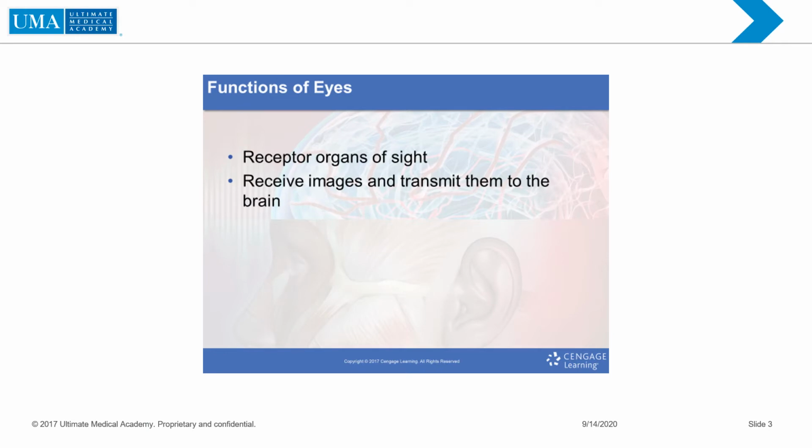Our eyes are the receptor organs of sight, and their function is to receive those images and transmit it to the brain. In relation to the eyes, you may see abbreviations used commonly, OD and OS. OD would refer to the right eye, and the OD stands for oculus dexter, whereas the OS refers to the left eye, and this stands for oculus sinister. If we were to break that down, oculus means eye, and the plural is oculi.